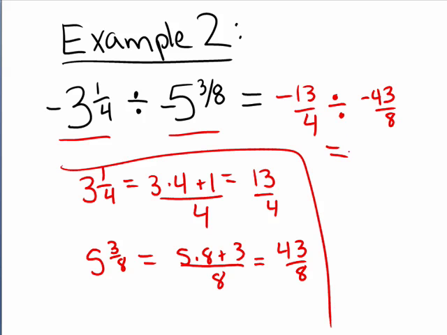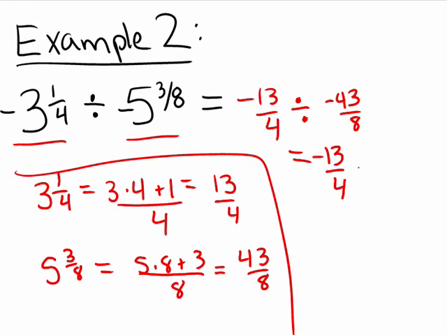Now I need to do my keep, change, flip. I notice first of all I have a negative divided by a negative, so my negatives have canceled out. I also notice that there's an 8 in the numerator and a 4 in the denominator, so I'm going to pull a 4 out of each, leaving a 2 in the numerator and a 1 in the denominator.